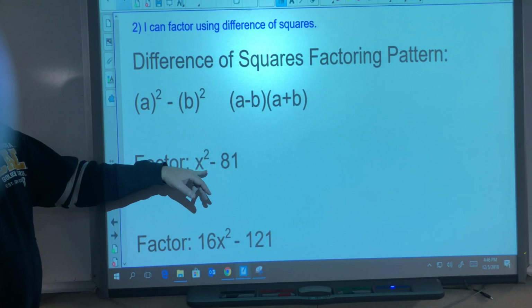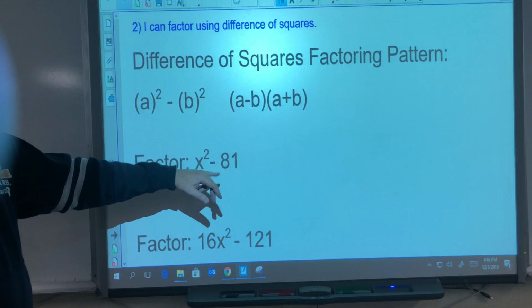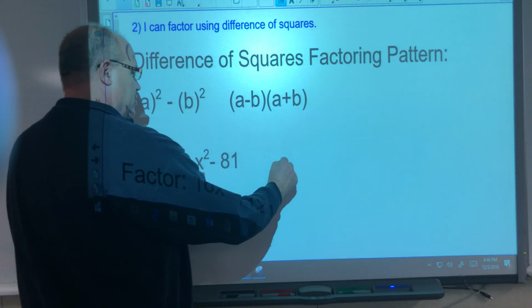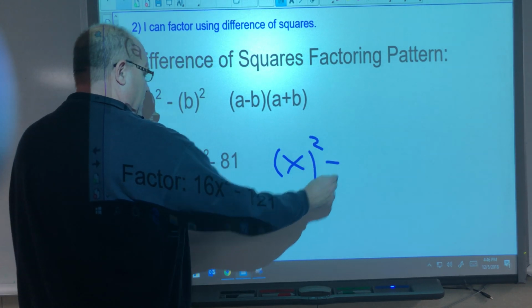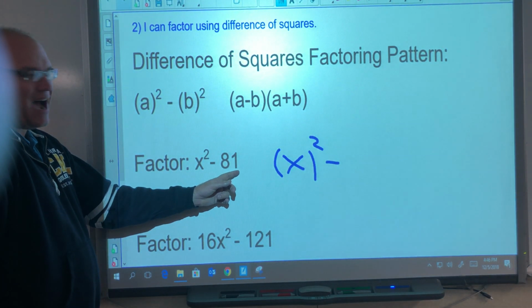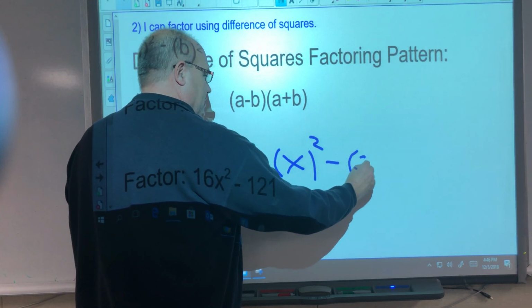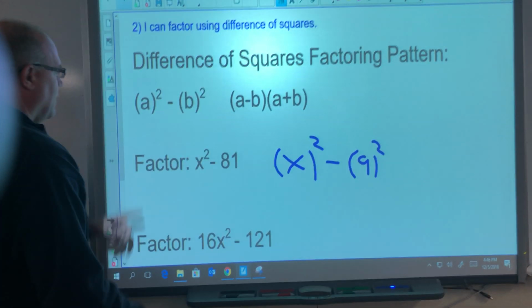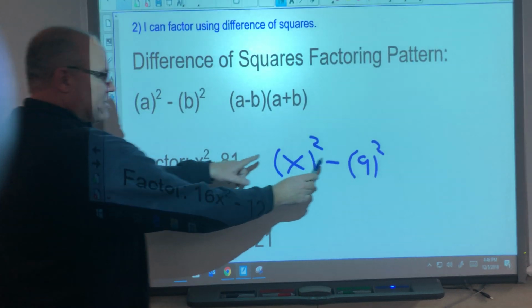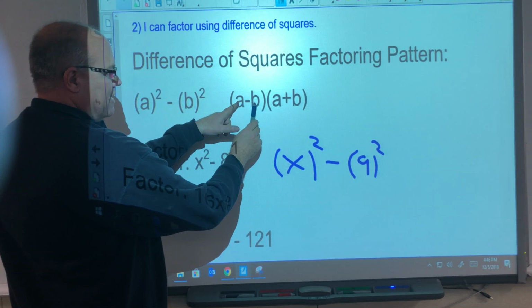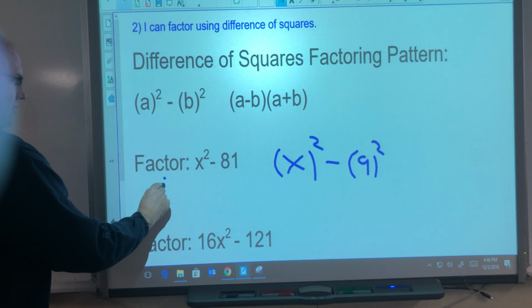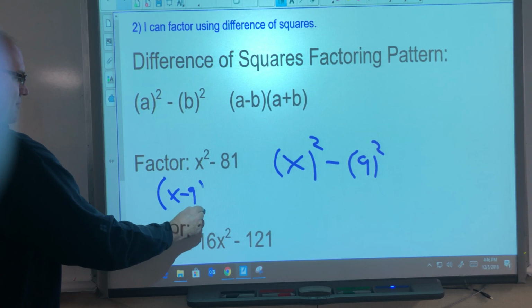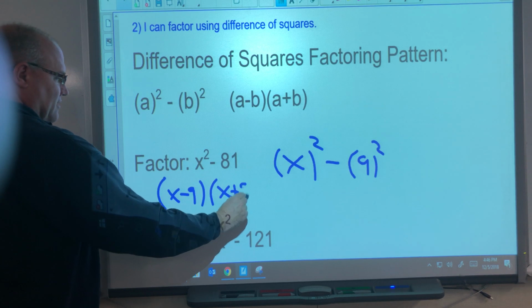We want to factor x squared minus 81. Well, the square root of x squared is just x. That's a perfect square, so I'm going to write it as x squared. And 81 is a perfect square. The square root of 81 is 9. So it's x squared minus 9 squared. All right, so that's this part. So I use these terms, and it's going to be like this with minus and this with plus. So this factored form is going to be x minus 9 times x plus 9.